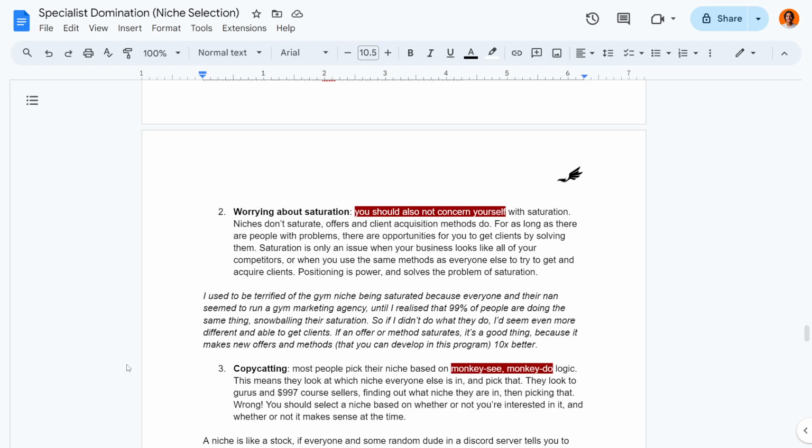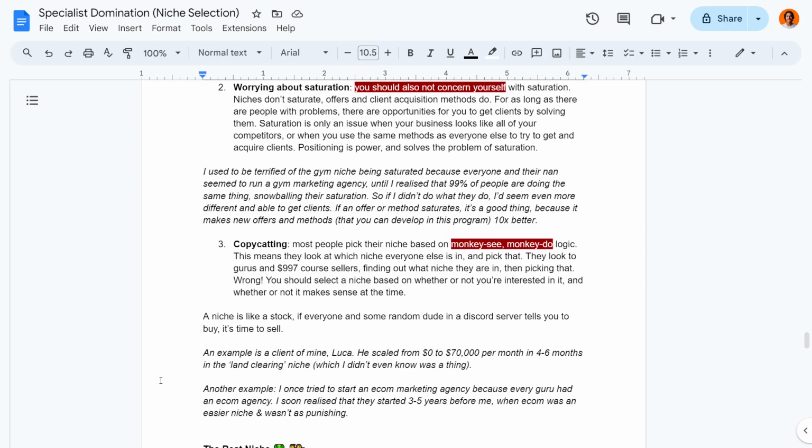And the third mistake that most people make is they just copycat. Most people pick their niche based on monkey see, monkey do logic. This means they look at what niche everyone else is in and they just pick that. They look to gurus, they look to course sellers, finding out what niche they are in, and then they start picking that. Wrong. You should never select a niche based on that. You should select a niche based on whether or not you're interested in it, and even more important, whether or not it makes sense at the time.